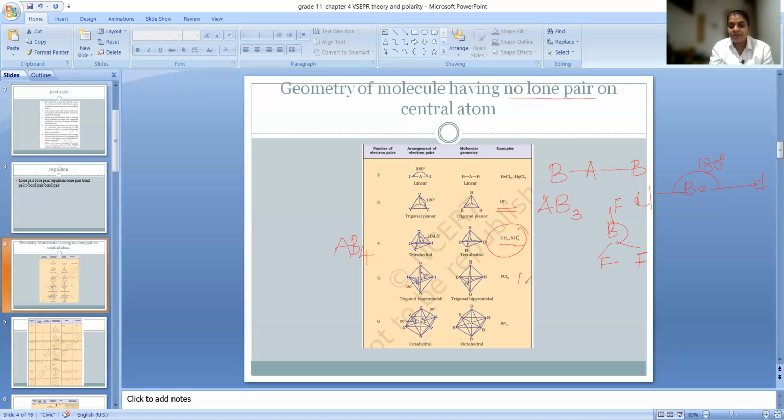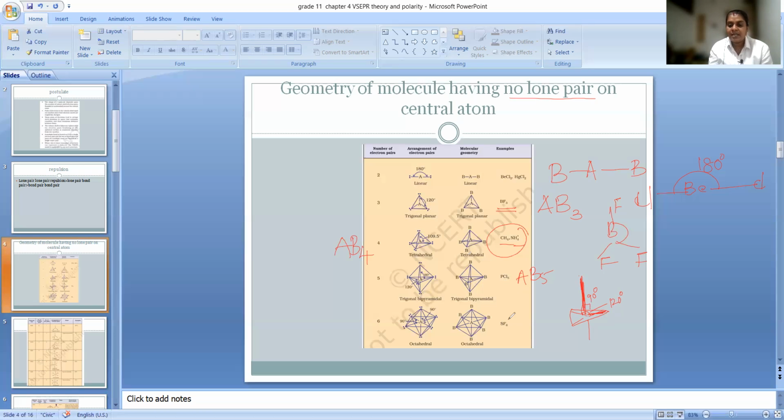If you have an AB5 type molecule like PCl5, it has a trigonal bipyramidal structure, but you have to understand that the bond angles are different. Inside the triangle, it has a 120-degree bond angle, and since the axial bonds are perpendicular, their bond angle is 90 degrees. Also, you have to look at the bond length. The bond length is more at the axial position compared to the equatorial position, because the bond pair in the axial position suffers more repulsion from the equatorial position, so it stays at maximum distance.